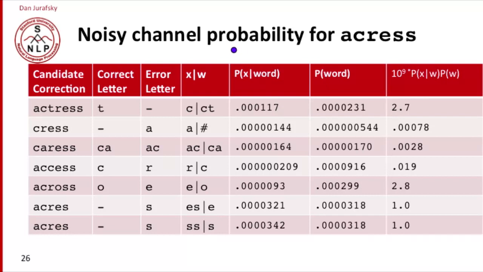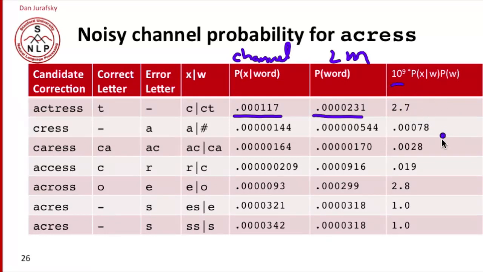The language model, so here's the error model or the channel model. And now we can add in the language model. I'll write LM. So we have the channel model: how likely was CT to be errorfully turned into C, so T to be deleted? And how likely is the word actress anyway? And we can just multiply these together. And because these are very small numbers, we'll just multiply everything by 10 to the 9th to make it readable. So this would be 2.7 times 10 to the minus 9th, but we've multiplied everything by 10 to the 9th here.